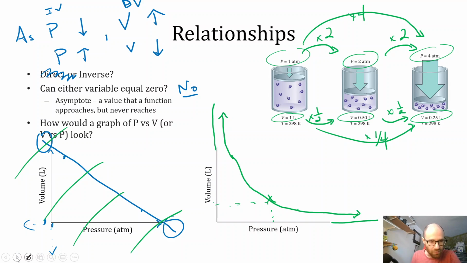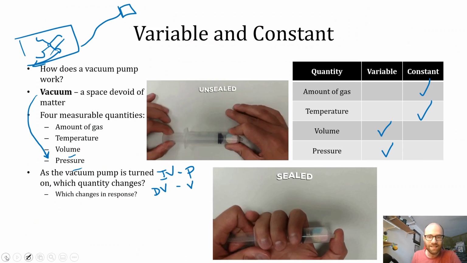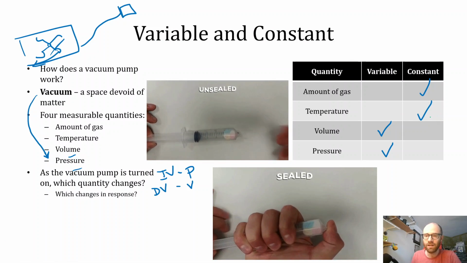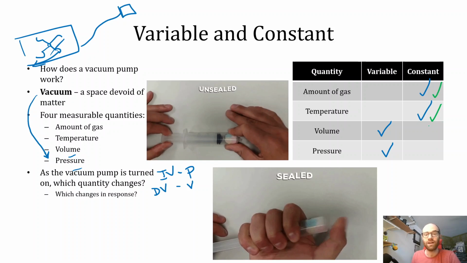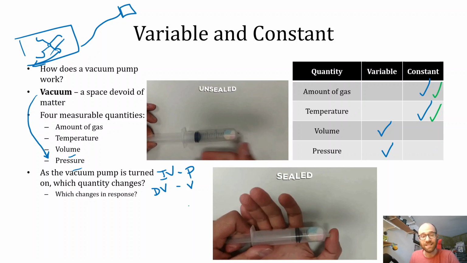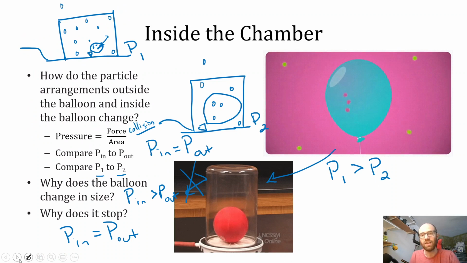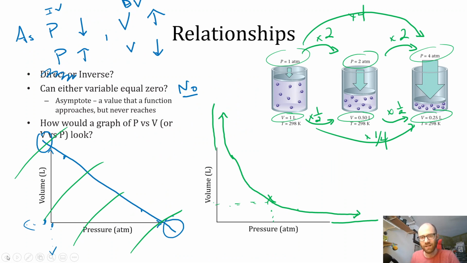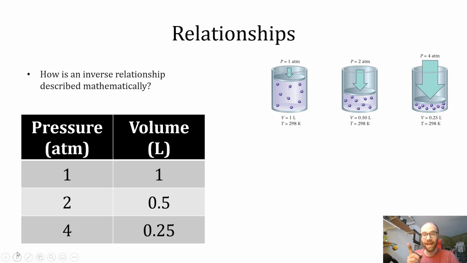Now, of course, don't forget, this all completely relies on a sample of gas where the temperature and the amount of gas present are constant. This is why it needs to be a sealed container, or this is why we're looking at balloons. As soon as that amount of gas is not constant, all of the math of this relationship falls right out the window. Speaking of math, if you take those numbers, we can describe this relationship mathematically.